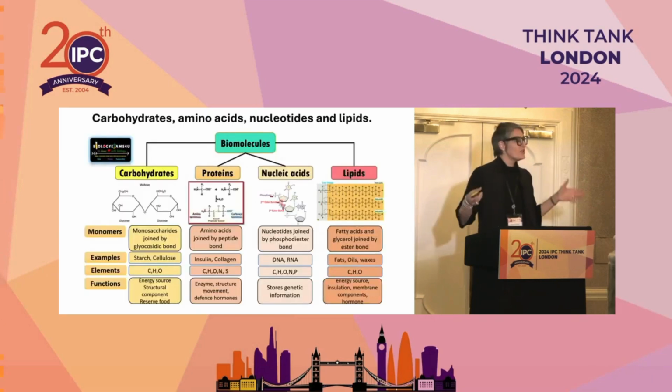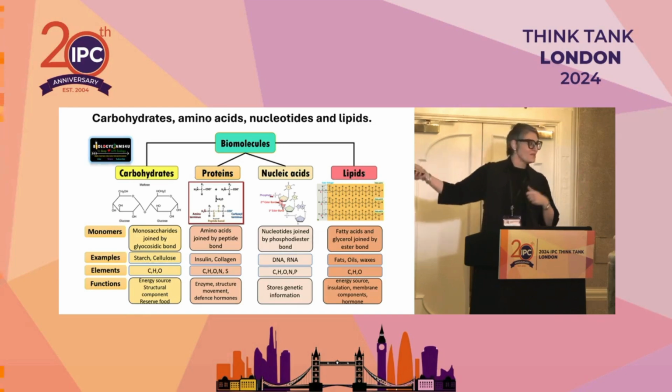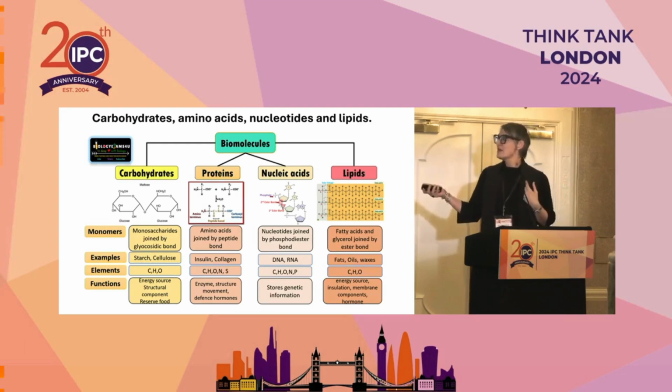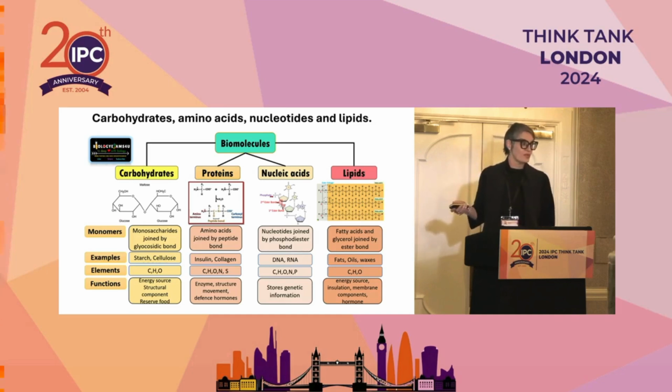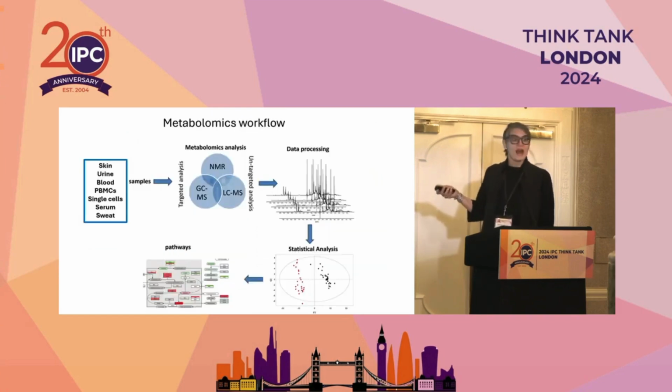For those of you who don't remember, when you're talking about metabolism, it's really broken down into 4 subgroups of biomolecules: carbohydrates like glucose, lipids like polyunsaturated fatty acids, proteins, and nucleic acids. So when we talk about metabolomics and the data that comes out of metabolomics, it's usually grouped into one of these 4 groups, which all plug into different metabolic pathways. So how does this work?